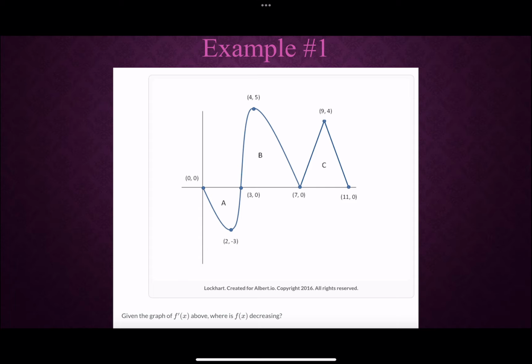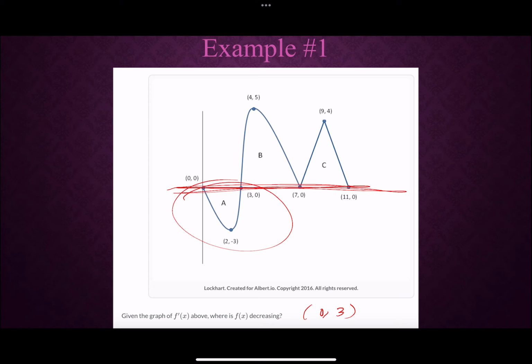So we're going to talk about that. So here we've got this graph that told us the graph of the derivative. Where is the function decreasing? If we're given the graph of the derivative, the original function is decreasing where we are below the x-axis. So if we take a look at our x-axis, where are we below? Right here. So we are decreasing from 0 to 3 in region A. And it's as simple as that.